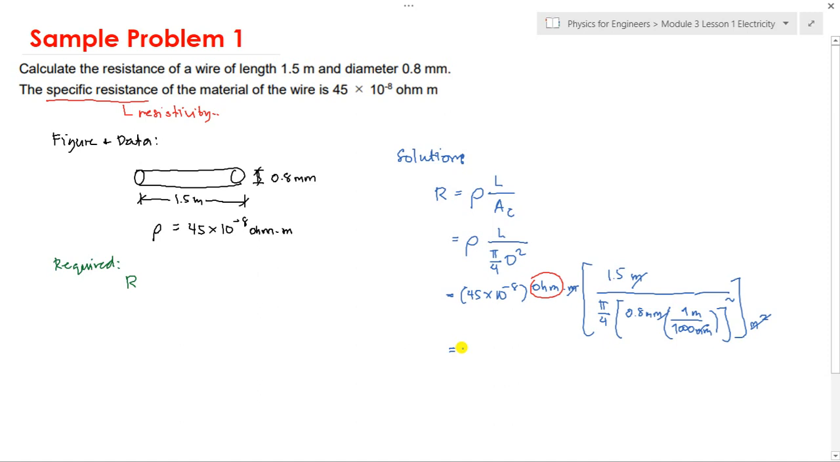That would be 45 times 10 to the power of negative 8 multiplied by 1.5 all over pi over 4 times this one is 0.8 divided by 1000 squared. The answer is 1.34, so approximately 1.34 ohms. You can have this omega or kaning imo spell out yun ang ohms. So this is our final answer.